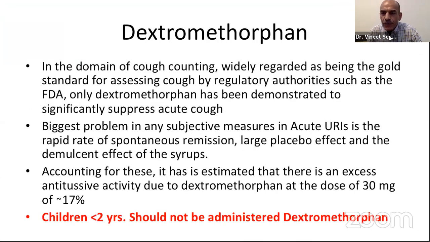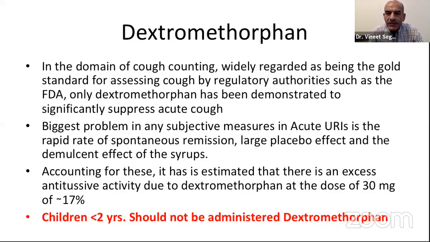So I'll just take up 2 or 3 of these antitussive compounds, which are commonly available to us. Dextromethorphan has the largest database or evidence base, I would say. And the most studies which have objectively evaluated cough counts, etc., have been on dextromethorphan. The problem again, like I've mentioned, is that you can't eliminate the placebo effect or the demulcent effect of the syrup. So how much dextromethorphan alone is effective?